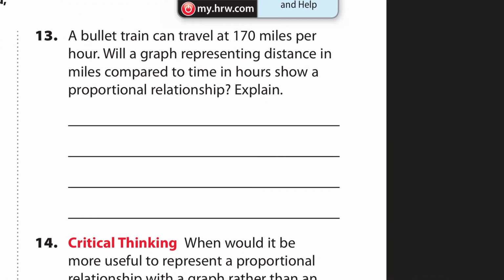Next. A bullet train can travel 170 miles per hour. Will a graph representing the distance in miles compared to time in hours show a proportional relationship? And that would be yes.